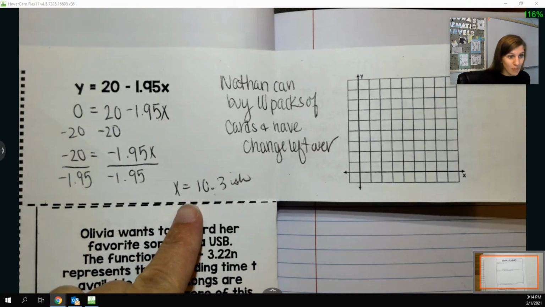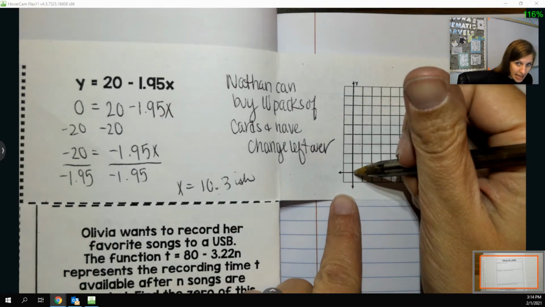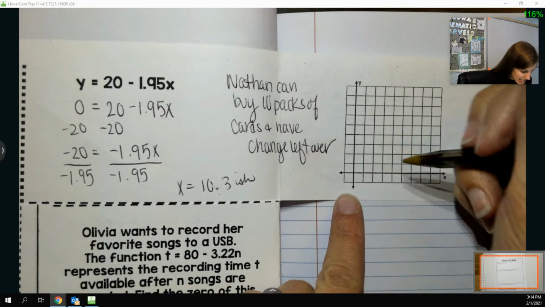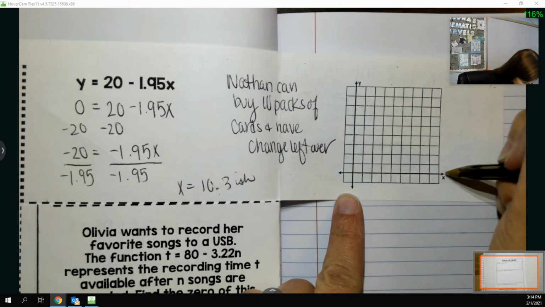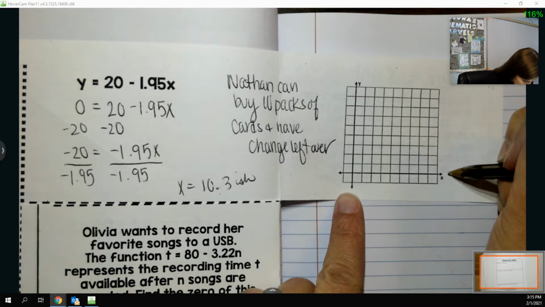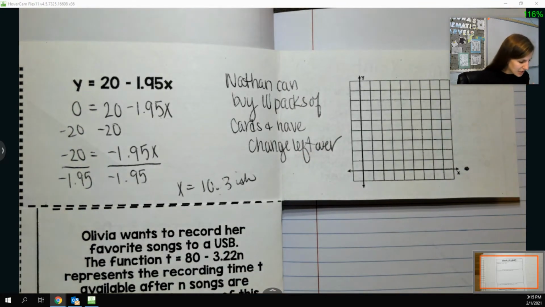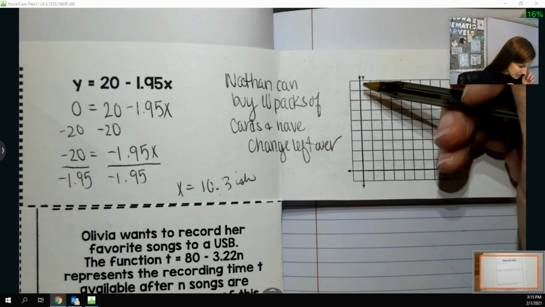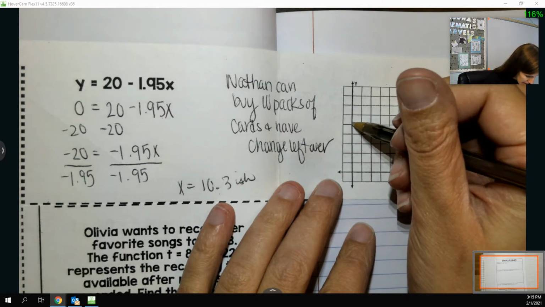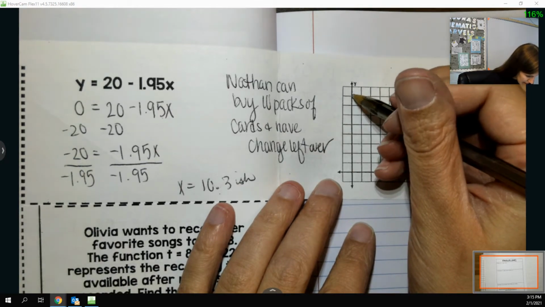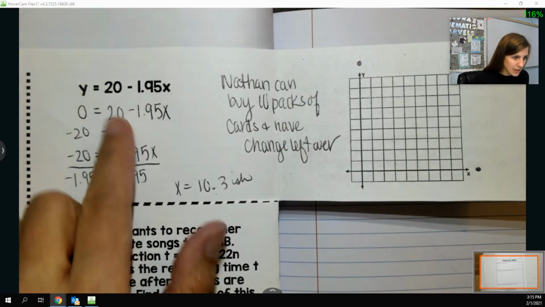So now that I know my x-intercept is like at this 10.3-ish, I can go along the x-axis. So 1, 2, 3, 4, 5, 6, 7, 8, 9. Oh my gosh, it's kind of off the graph, 10.3-ish. I can also plot my y-intercept. I'm not going to be able to get to 20 there, so let's like count by twos. 2, 4, 6, 8, 10, 12, 14, 16, 18. Oh my gosh, 20. And I know it was 20 because that was my y-intercept right here.